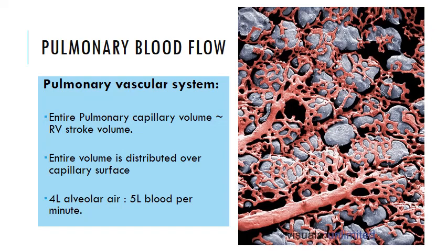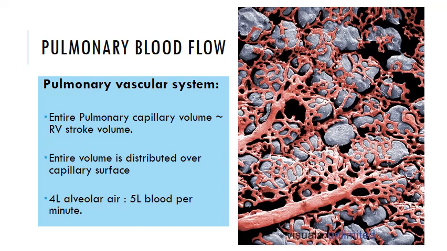This lecture covers pulmonary blood flow and pulmonary ventilation. So when we talk about pulmonary blood flow, we need to note that lungs have two vascular systems, not one. The first is the pulmonary arteries and veins, which supply oxygen and nutrients specifically to the bronchial tree.